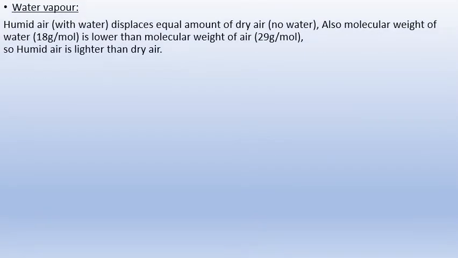Okay, the next point is water vapor. Humid air with water displaces an equal amount of dry air without any water. So we know from land breeze and sea breeze that the sea breeze, or the air that comes from the ocean, has water vapor, but it displaces or takes the place of dry air of an equal amount. For example, 100 grams of dry air, because the land is warm, is rising up. Only 100 grams of humid air from the ocean will fill it.